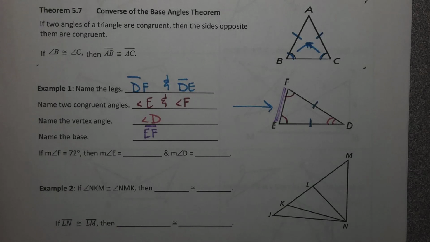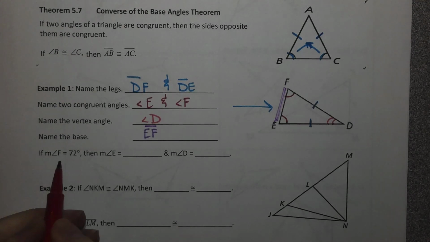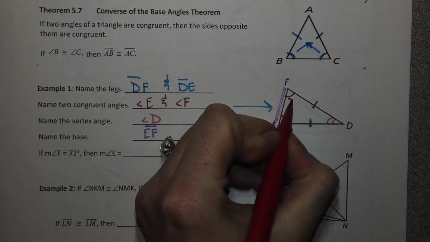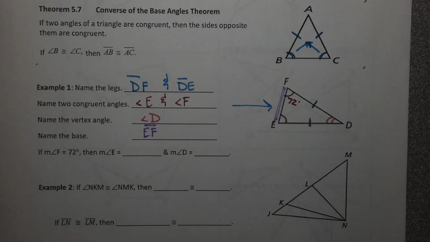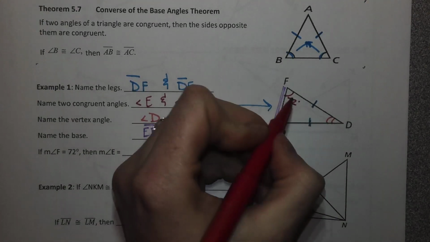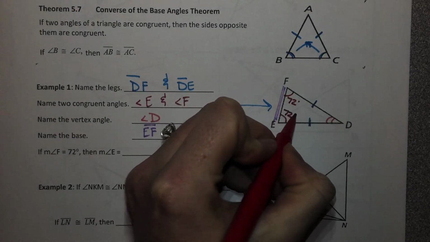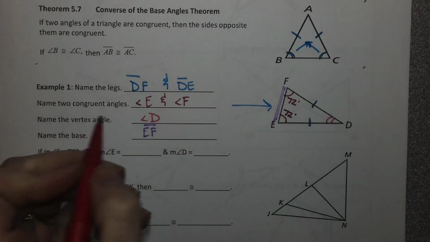Good. Alright, so then let's think about this one. It says if the measure of angle F is 72, then we have to find E and D. These are hard to do without actually labeling what I know on the picture, so I'm going to go back and do that. If I know F is 72, that means this angle is 72. So E is 72, because we said those were congruent.